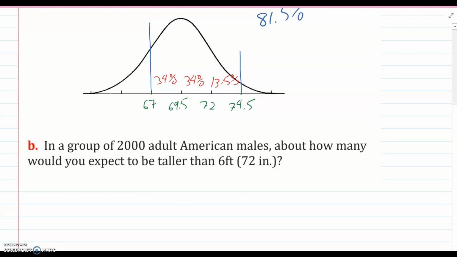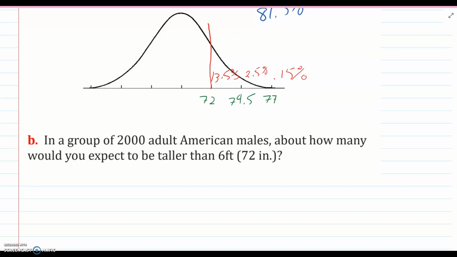Next thing I would like you to do is we can do the same sort of figure, but we need to come up with slightly better questions here. It says, in a group of 2,000 adult males, about how many of them would I expect to be taller than 6 feet? Okay, fill in the rest of the chart as you need to, and let's see if we can come about solving this.